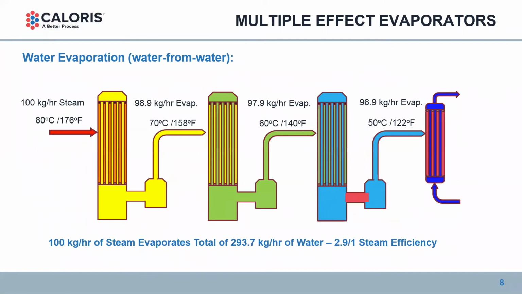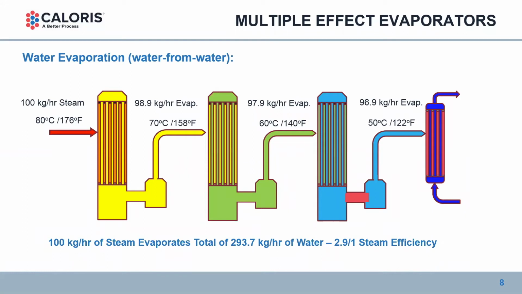Now, evaporating water from water, I'm giving you these numbers and using these straight steps, 80 degrees, 70 degrees, 60 degrees, because I keep reusing these numbers as I go through the presentation. So in this particular case, the same case as the 1-effect direct steam heated evaporator, 100 kilograms per hour of steam comes in at 80 degrees. I boil 98.9 kilograms an hour of water, liberated as vapor at 70 degrees. That becomes my heating source in effect 2, which evaporates 97.9 kilograms an hour at 60 degrees C. That goes to the third effect, with 96.9 kilograms of water evaporated at 50 degrees C.